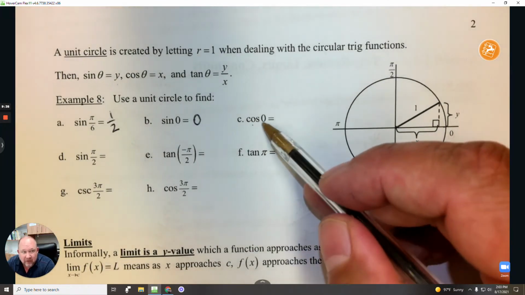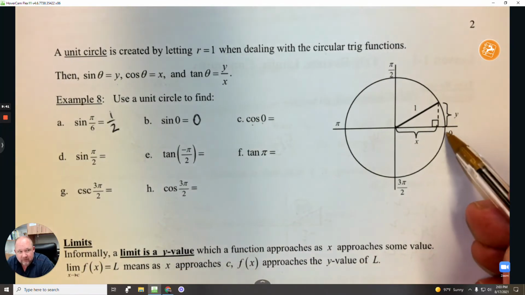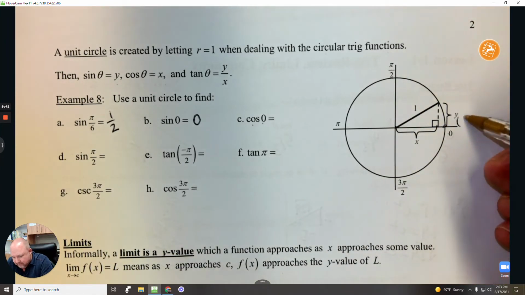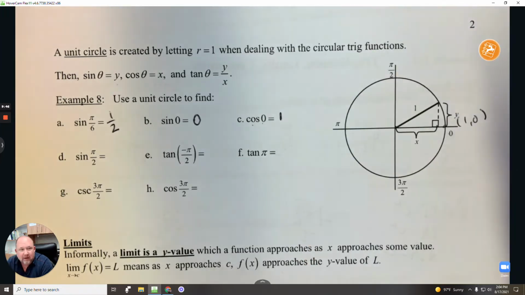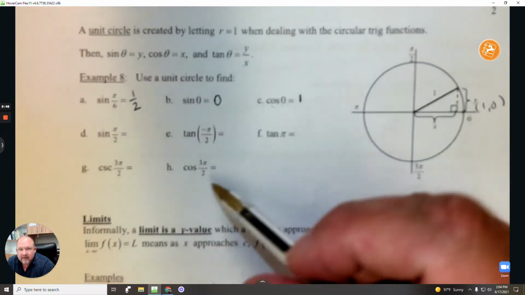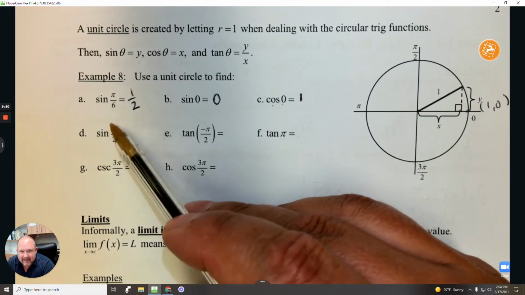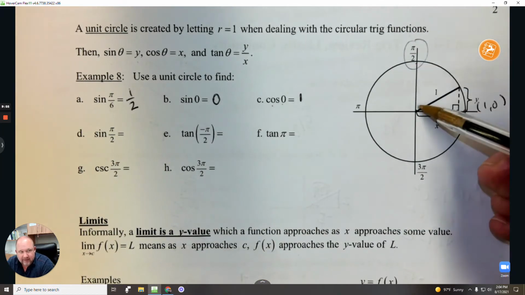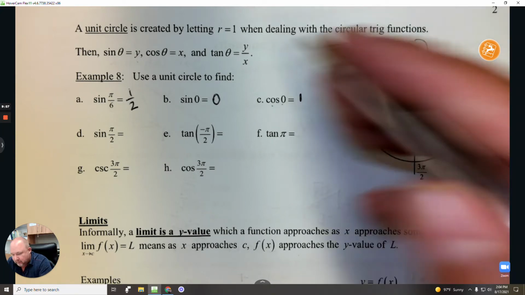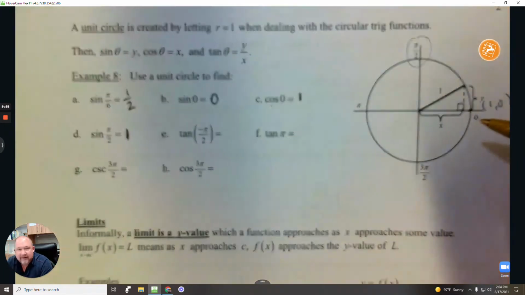What's the value of cosine at 0? Right here, what's this point on the circle? That point is 1, 0. So the x coordinate is 1. What's the value of sine at pi over 2? So pi over 2 is up here. What's the point up here? It's 0 and positive 1. So the y coordinate is 1.